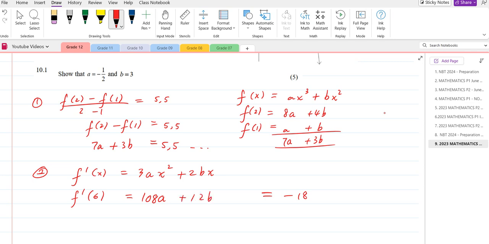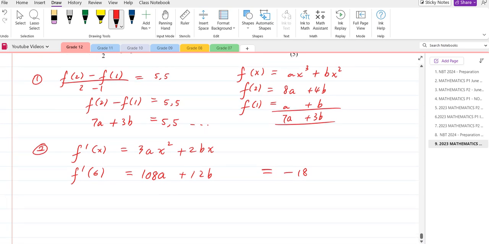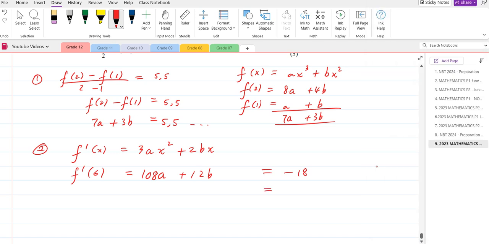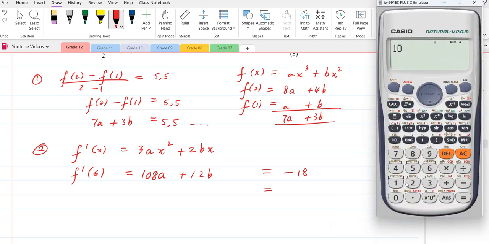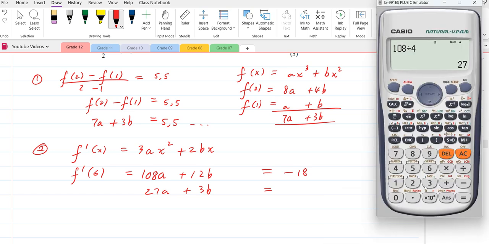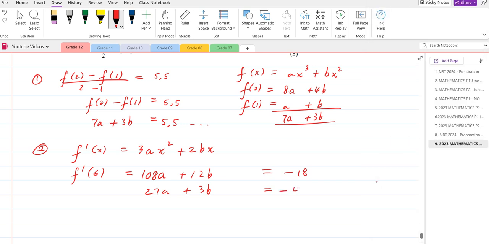Now I want to simplify this, right? So I think I can divide it by 12 throughout. No, I can't divide by 12. Let's try to divide it by 4. It's fine if you get a decimal value, because you have a decimal value there. Let's take 108 and divide it by 4. I'm getting 27a plus 3b. 18 divided by 4 gives 9 over 2, so that's negative 4.5.